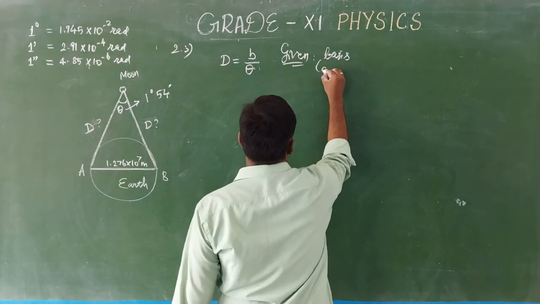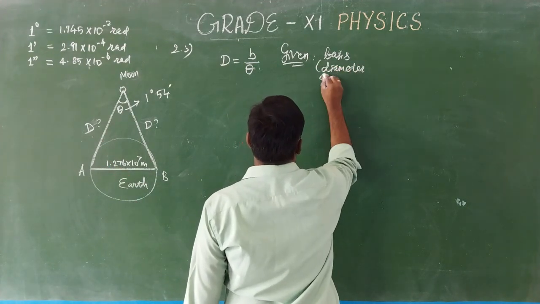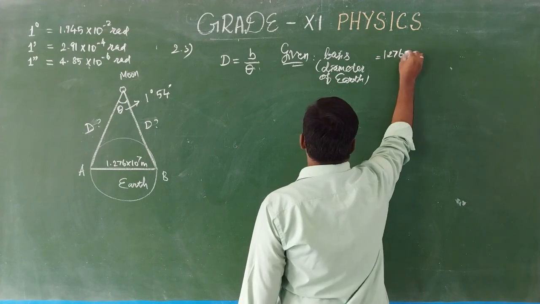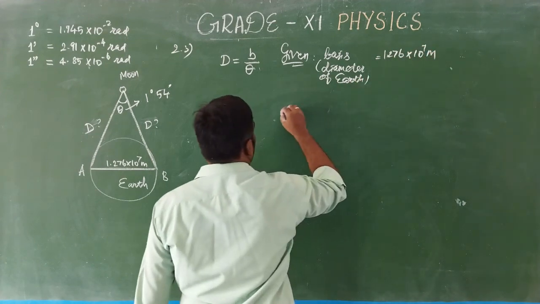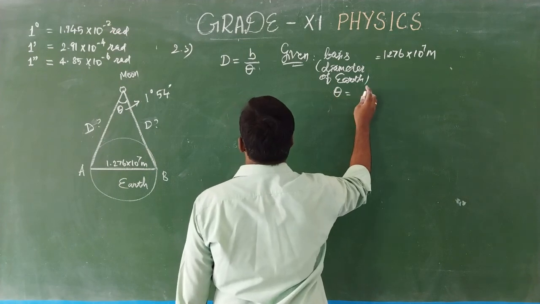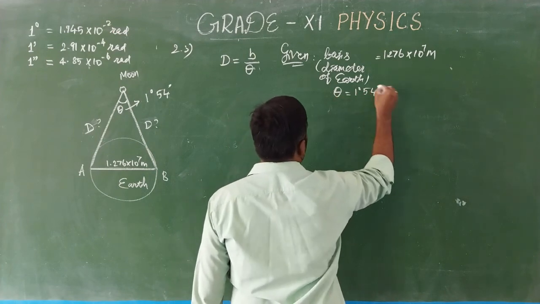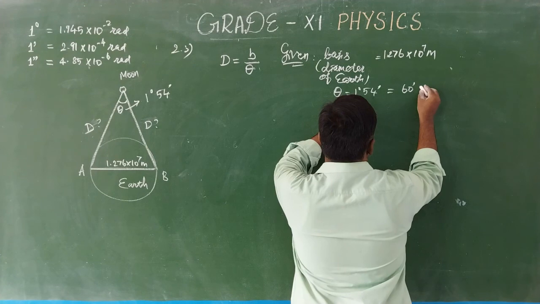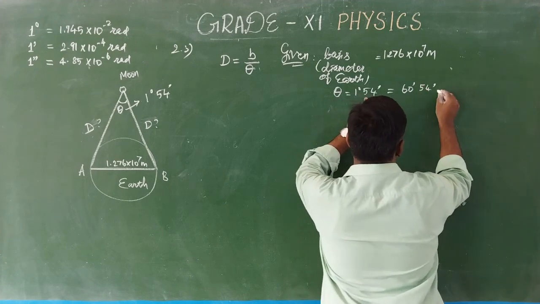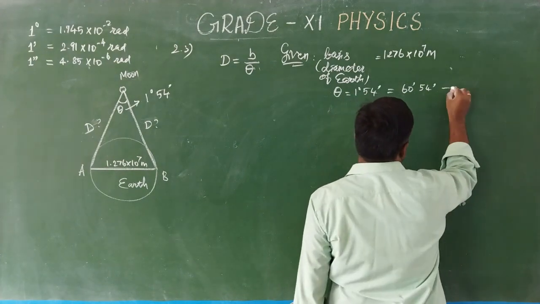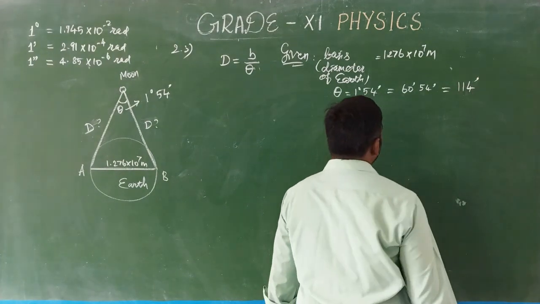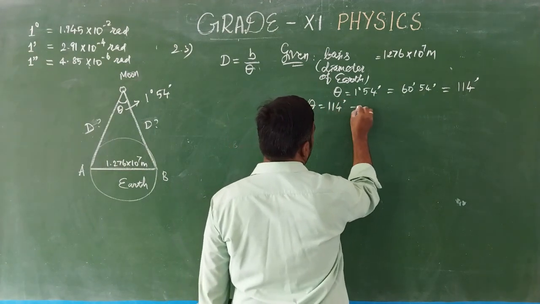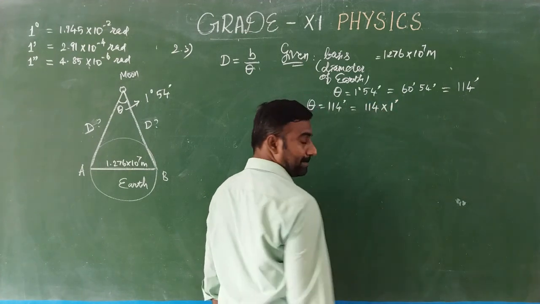Basis is nothing but the diameter of Earth. The diameter of the Earth is given, which is 1.276 into 10 to the power 7 meter. But the parallactic angle theta, what is the value of theta? It is 1 degree 54 minutes. So we need to convert this. 1 degree is equal to 60 arc minutes, and 54 minutes is also given. So 60 plus 54 becomes 114 minutes. Therefore, theta is equal to 114 minutes. We can write it as 114 into 1 arc minute.